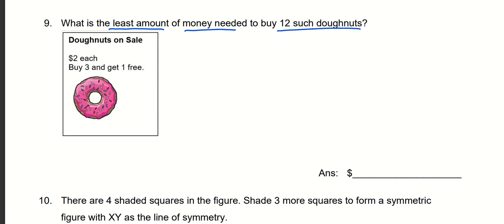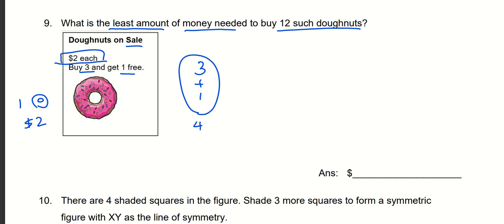Looking at the donuts on sale, the instruction is that for one donut, $2 each. Okay, so one donut is $2. And then here's the sale, the package that you can get. There is a 3 plus 1. So if you buy 3 donuts, you get a plus 1. That makes a grouping of 4 donuts.